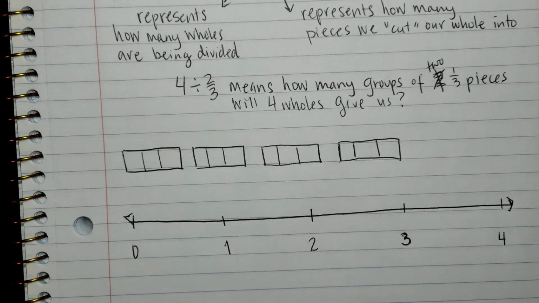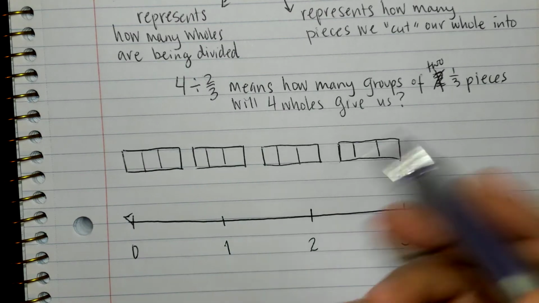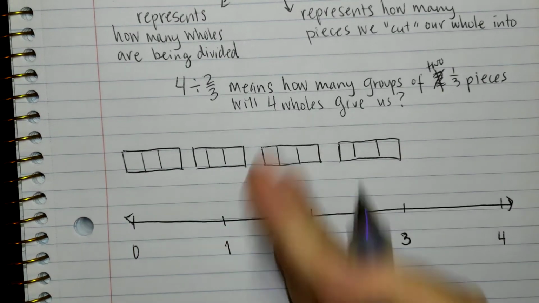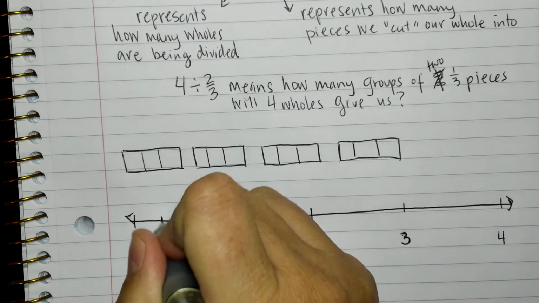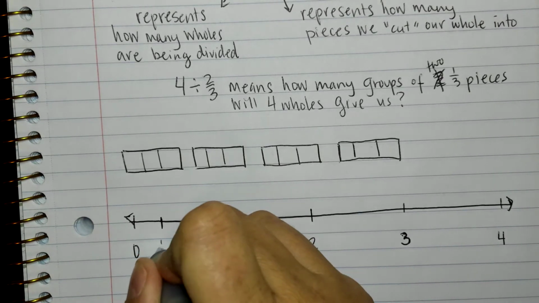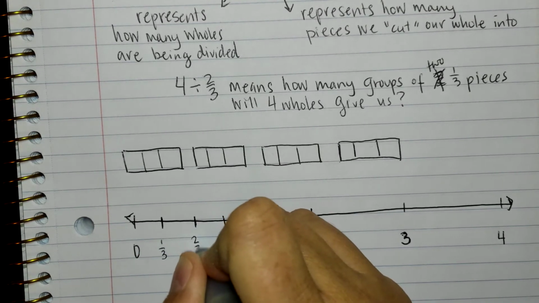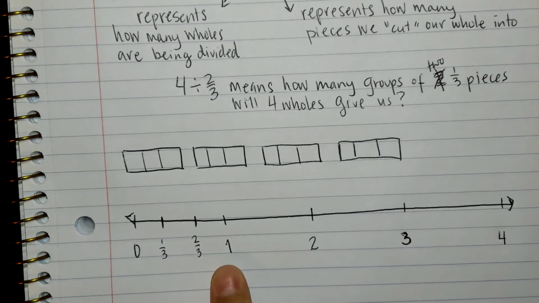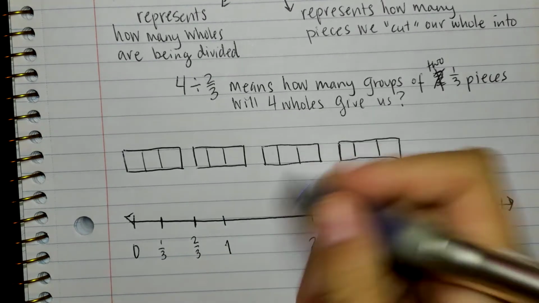And then with my number line, I'm going to make 2 slices in my number line, and that will represent 1/3 and 2/3. And then you know that 1 whole is the same as 3/3.